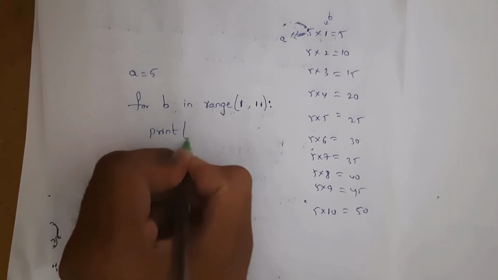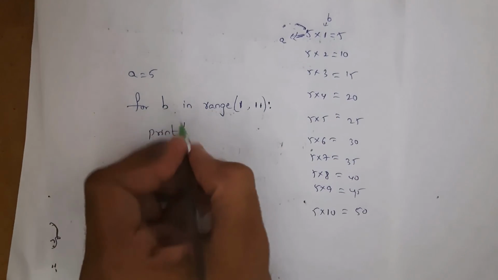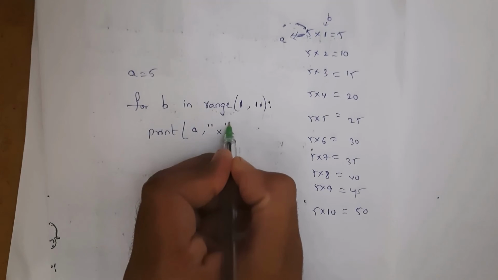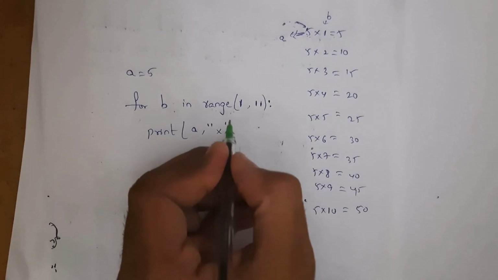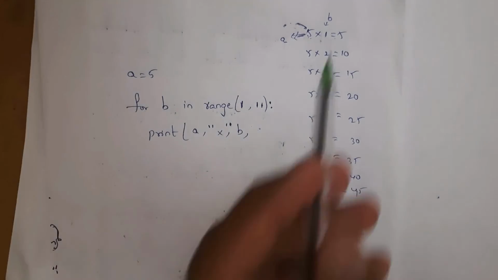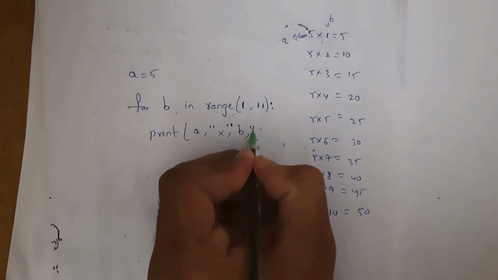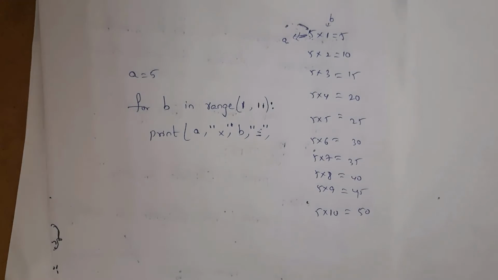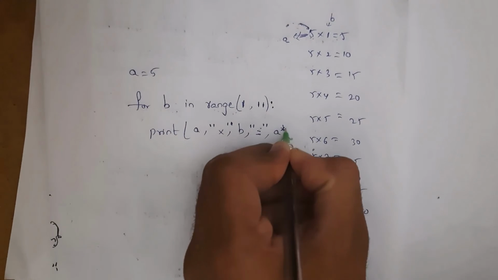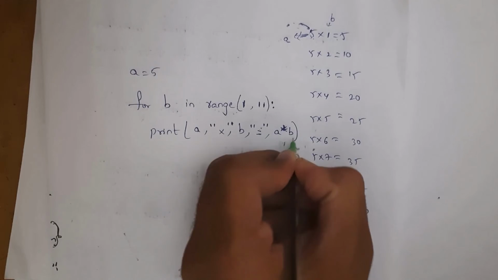Inside the for loop write print 5 into 1 equal to 5. This 5 is stored in variable a, so write here a, comma. We need to store this equal to in double quotations, comma 1. 1 is stored in variable b, so write here b, comma. After 1 I gave equal to, so give this equal to in double quotations, comma. This is the result, 5 into 1 equal to 5. The result is nothing but a into b. For multiplication we need to use the asterisk symbol. So a asterisk b. This is the program.